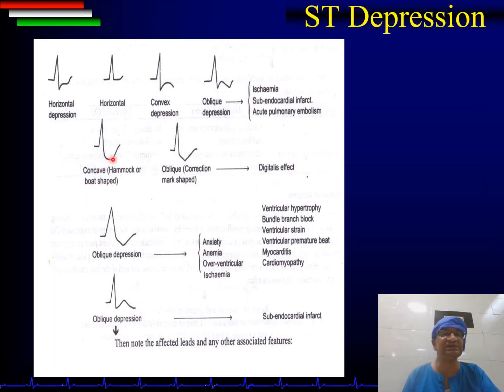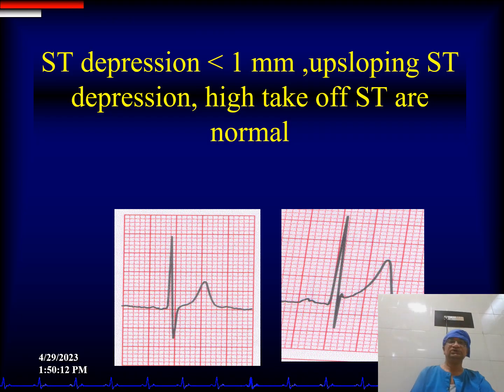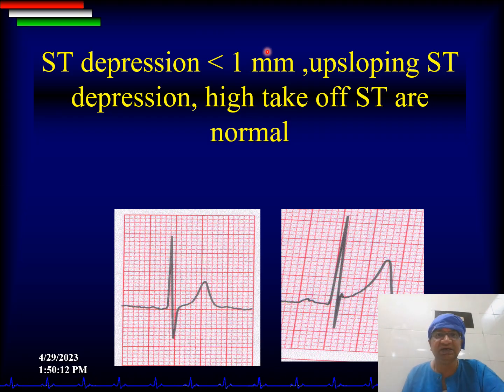See here the J point is depressed. You see horizontal ST depression, then convex, oblique, everything is there. Oblique depression. So concave, hammock, boat shape, this is digoxin effect. This is ischemia. Understood? This is secondary T waves, likely because of LVH or bundle branch block or cardiomyopathy. There is no obvious ischemia. ST segment depression less than 1 millimeter, upsloping ST, high takeoff, is normal. Less than 1 millimeter, then it is normal.